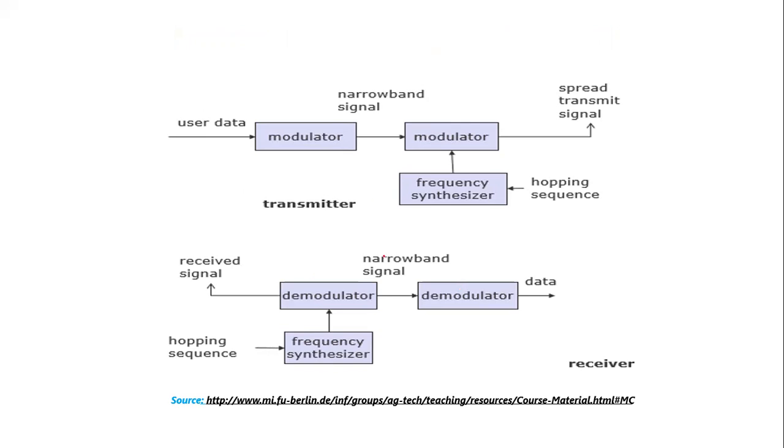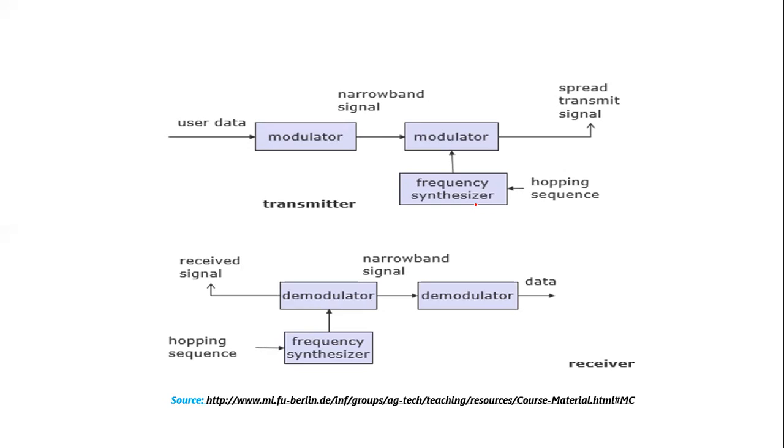So first we have the user data. The user data is passed through the modulator and it gets modulated. So once it gets modulated, what we have is a narrowband signal, and we keep this narrowband signal as it is. Before that, what we do is the hopping sequence is passed through the frequency synthesizer.